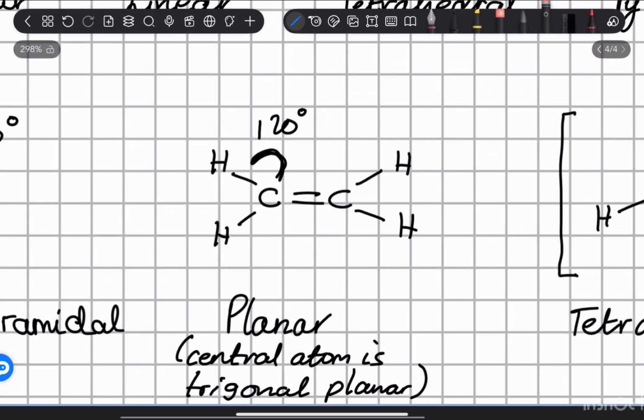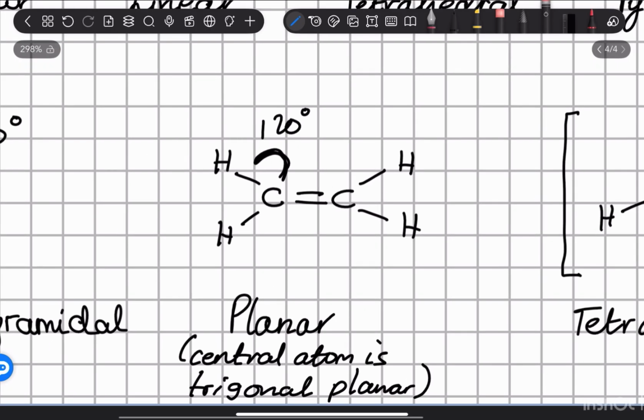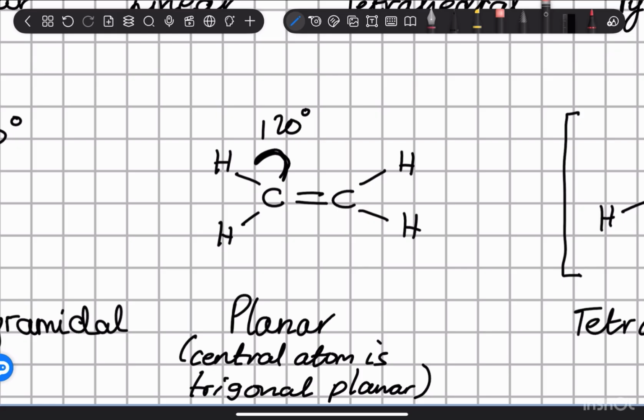Alright, and then we have, oh yeah, this is another example of a planar molecule. Like I said, sp2 hybridized. The central atom is sp2 hybridized. So we already know it forms a trigonal planar shape. So that gives you the 120-degree bond angle.